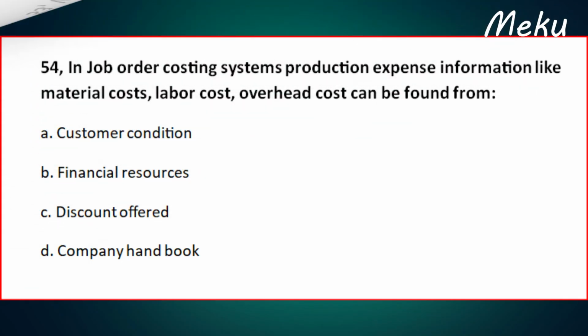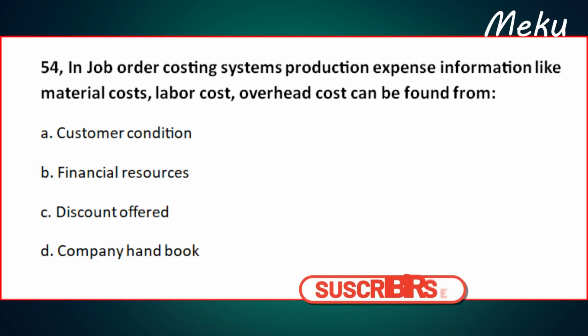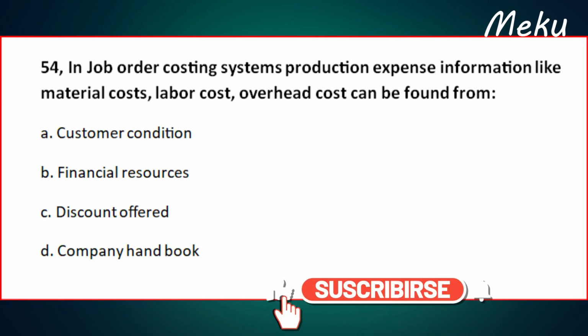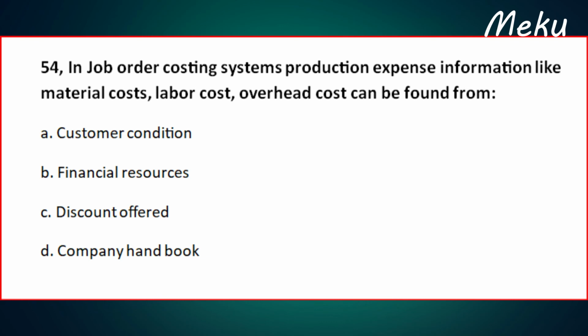54. In job order costing systems, production expense information like material costs, labor cost, overhead cost can be found from A. Customer condition. B. Financial resources. C. Discount offered. D. Company handbook.